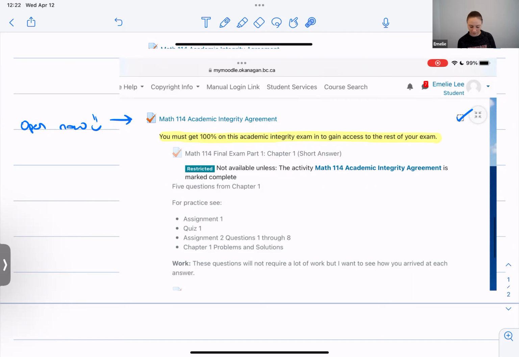Okay, so in terms of part 1, these questions will not require a lot of work. They're short answers, but I want to see how you arrived at each answer. So even if it's just a little quick calculation, I want to see it to support your work. So kind of minimal work required. What you could do, and probably what I would do if I was a student, is start by organizing some papers, right?